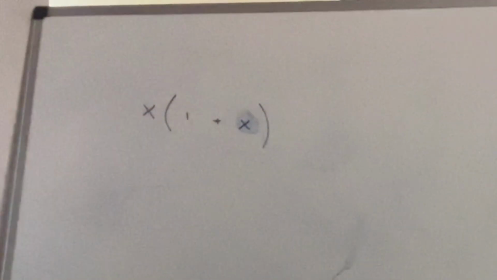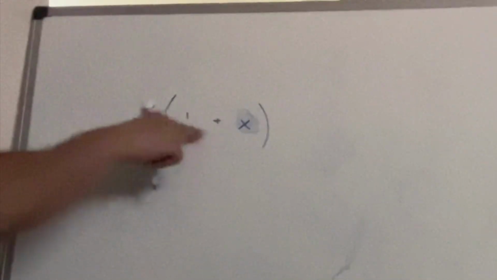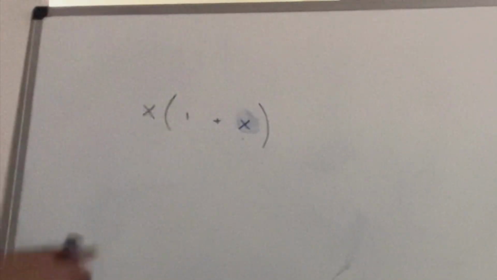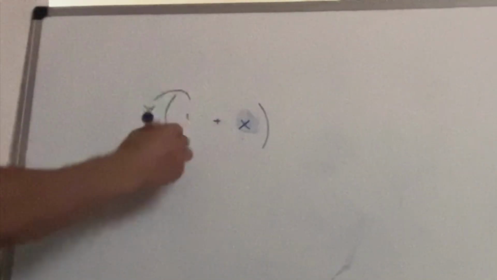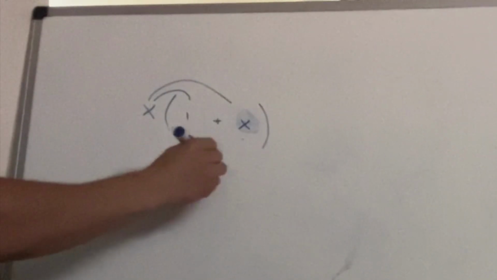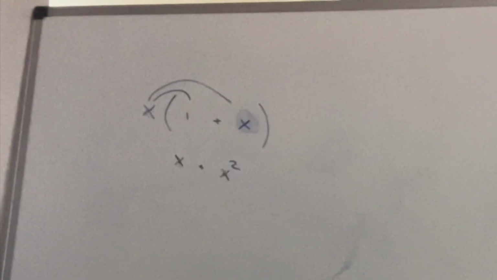That's what we have. So when you're distributing, you're giving this x to each one, or you're multiplying this x for every term. So it's going to be, give it to here, it's going to be x, give it to this one, it's going to be x squared. Alright? So that's what distributing is.